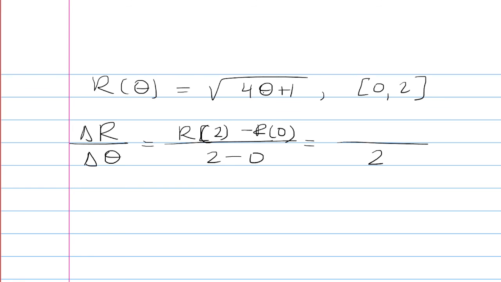R of 2, we have 4 times 2 is 8, plus 1 is 9. Square root of 9 is 3. Minus 4 times 0 is 0, plus 1 is 1. Square root of 1 is 1. 3 minus 1 is 2. Over 2 is 1. So our average rate of change is 1.